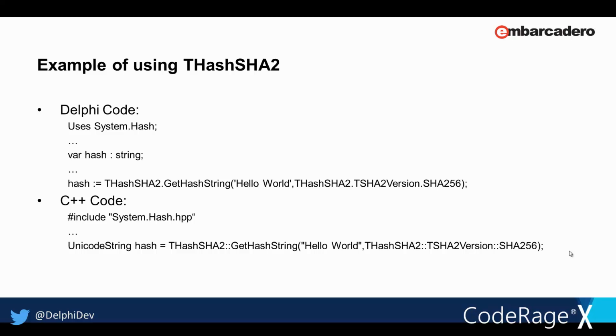So let's take a little look at this. There is a record structure called THashSHA2, and it has a method on it called GetHashString. I can pass in the value that I want to hash, and I also have to choose if I want to use SHA-256, which is just a variant of the SHA-2 algorithm based on the number of bytes. And you'll see the differences here between the Delphi and C++ code. They're very, very similar. And ultimately, we just have to include System.Hash.